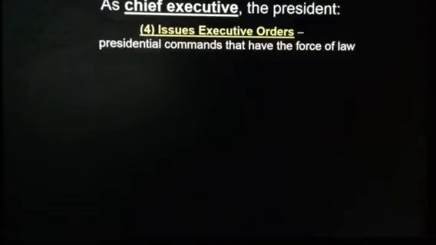As chief executive, the president will issue executive orders. These are presidential commands that have the force of law. Former President Obama issued many executive orders because he had difficulty getting favorable legislation, in his eyes, passed through Congress. President Trump has also, to this point, issued many executive orders as well.